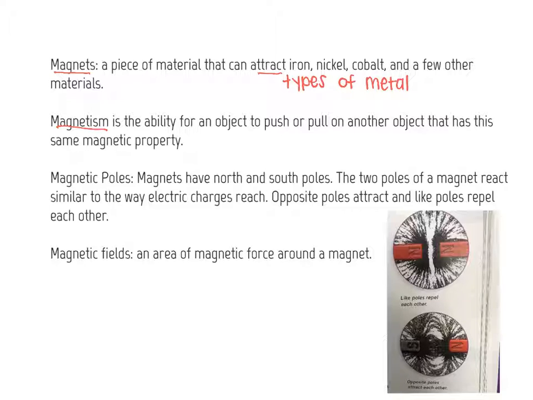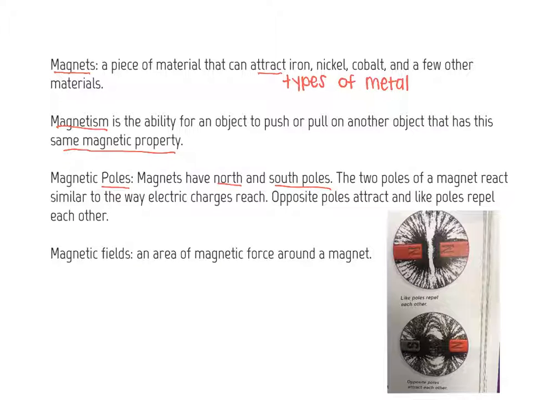Magnetism, notice the ism on the end, that suffix, is the ability for an object to push or pull on another object that has the same magnetic property. So when we talk about that, we're going to talk about magnetic poles. Magnets have both a north and a south pole.